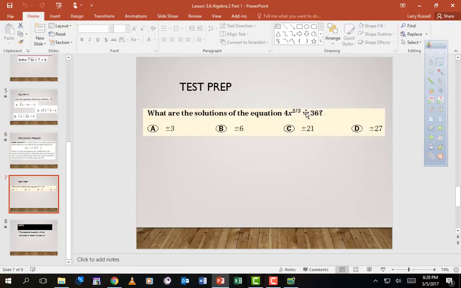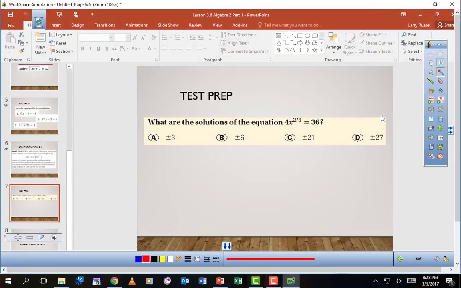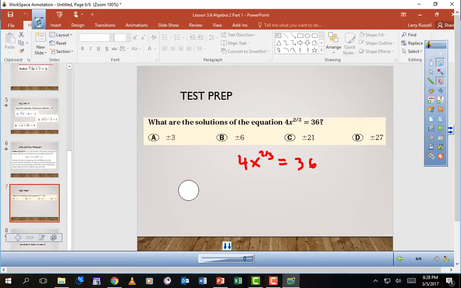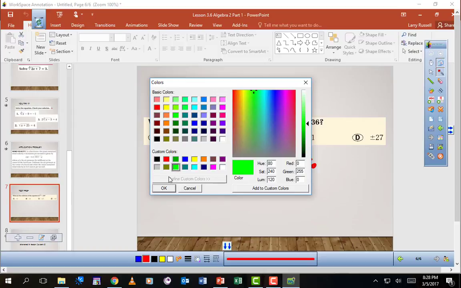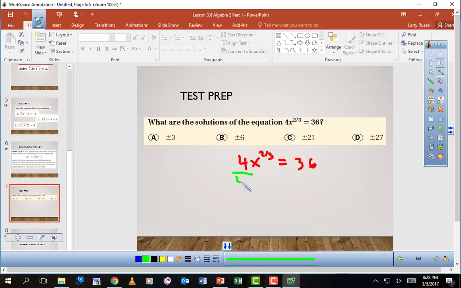Let me just do one more of these as a test prep problem. How do you get rid of the exponents in this case? We have 4x to the 2/3 power is equal to 36. Well, again, if there are any numbers out in front, I think what I'd like to do is get rid of them. So I'm going to divide by 4, and now I get x to the 2/3 power is equal to 9.